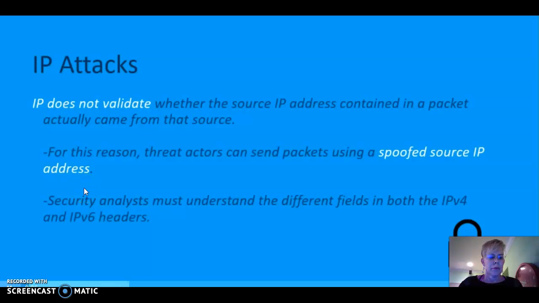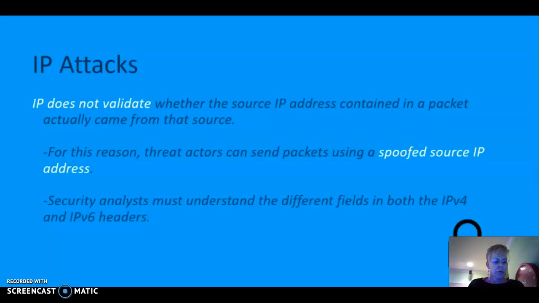Let's get in the mindset of a threat actor. And in the mindset of a threat actor, we're going to talk about IPv4 and IPv6 attacks. That's all contained here in IP attacks. Now, IP, or Internet Protocol, does not validate whether the source IP address that's seen in a packet is actually the legit, real source IP address for this message. Because of this, our threat actors can send packets using a spoofed source IP address. They can put whatever source IP they want in the message.